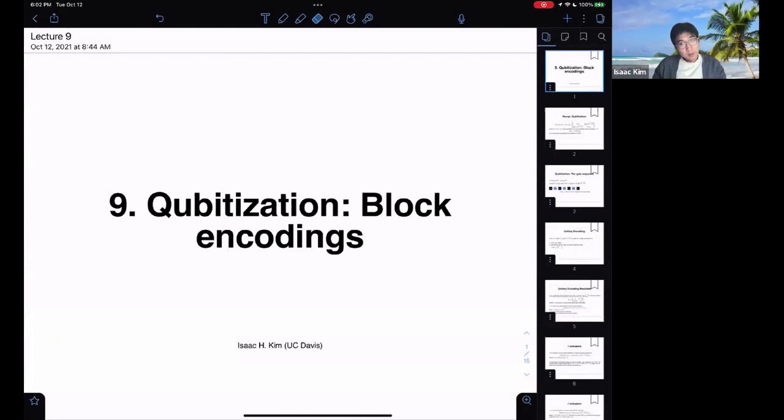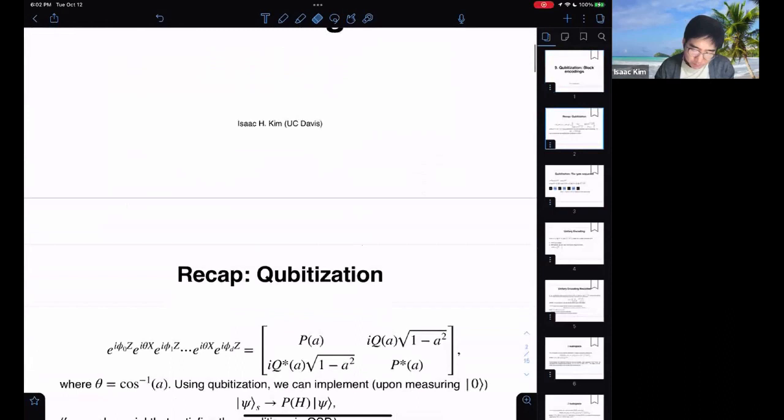I'll begin. So today we will continue our study of qubitization. This will be the last two lectures on qubitization. So let's talk about what we discussed so far.